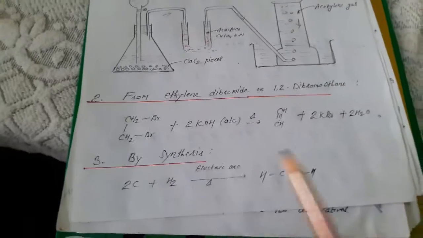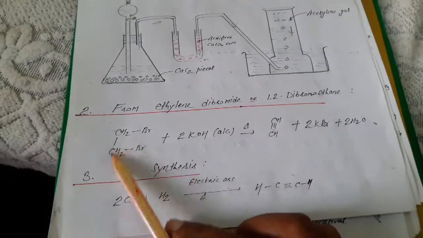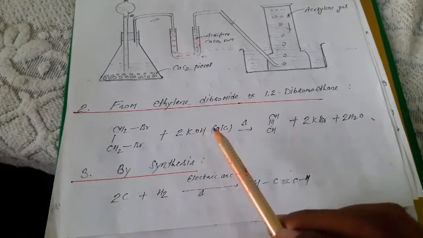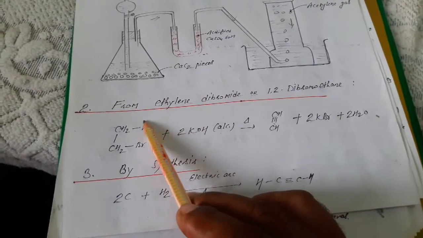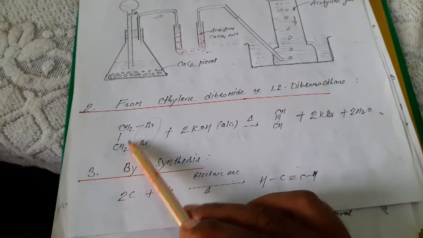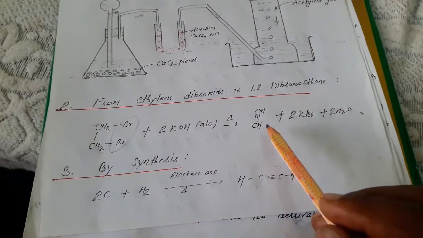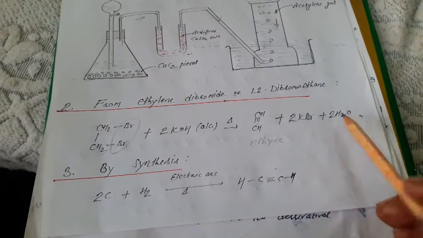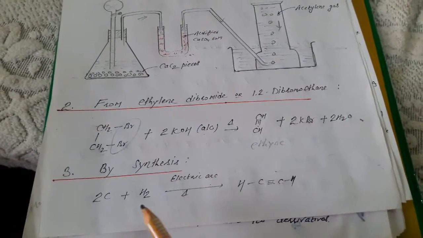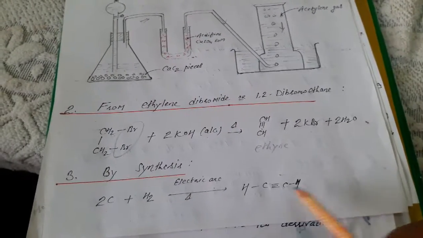Second is from ethylene dibromide, or IUPAC name 1,2-dibromoethane. So with alcoholic KOH on heating, that gives the elimination of 2 Br and the respective one hydrogen from these two carbons, and finally gives the formation of a double and then triple bond, formation of ethyne with the removal of 2 KBr and 2 H2O. Third is by synthesis, carbon and hydrogen gas with the electric arc can be combined and give the formation again of ethyne.